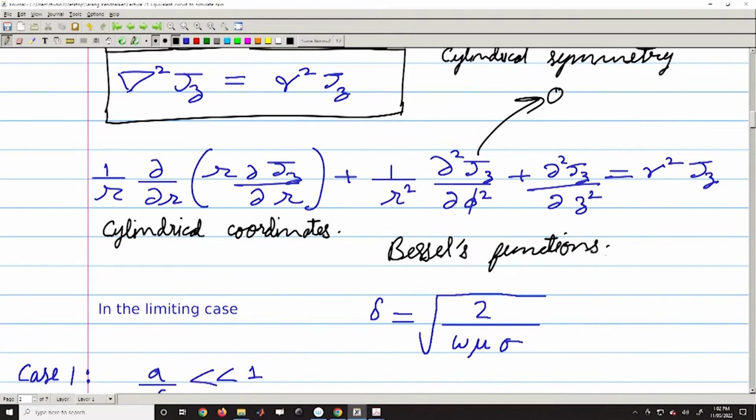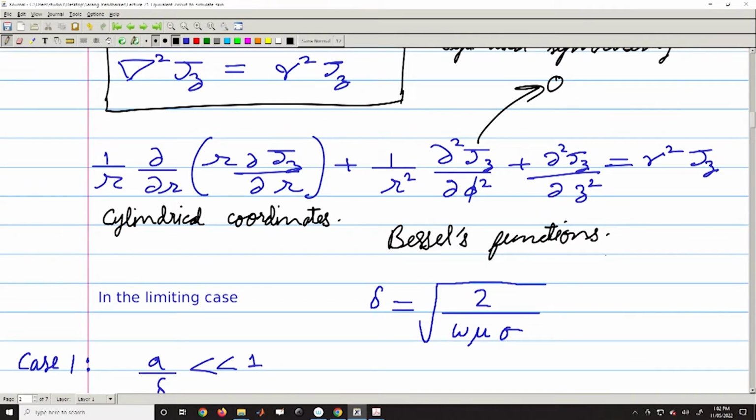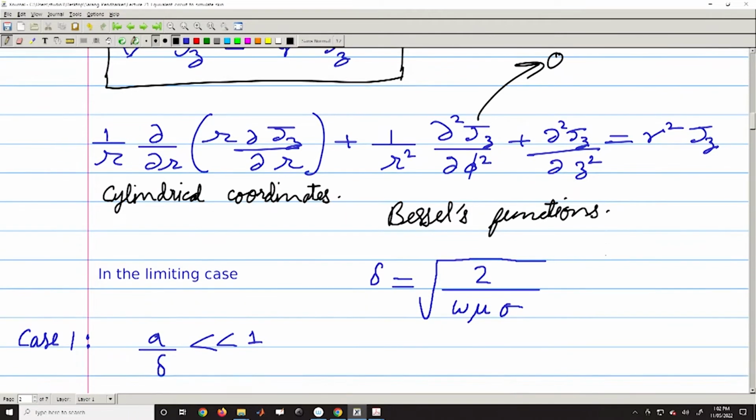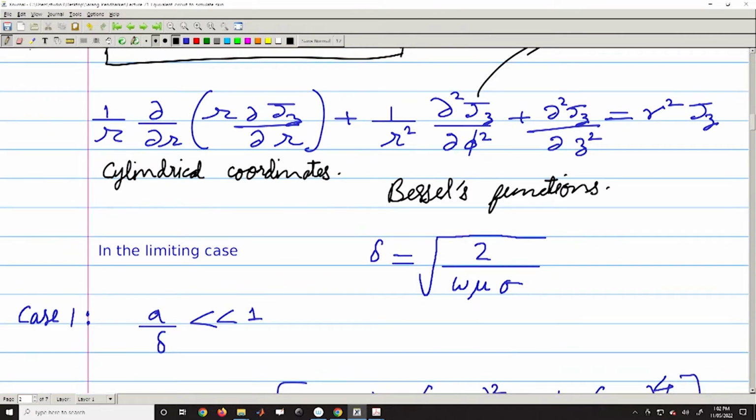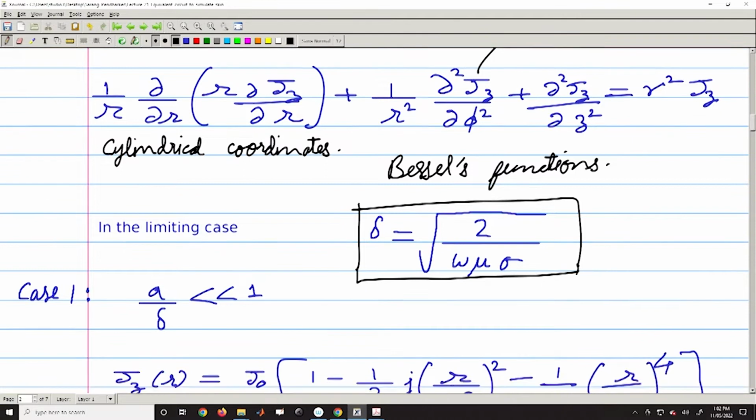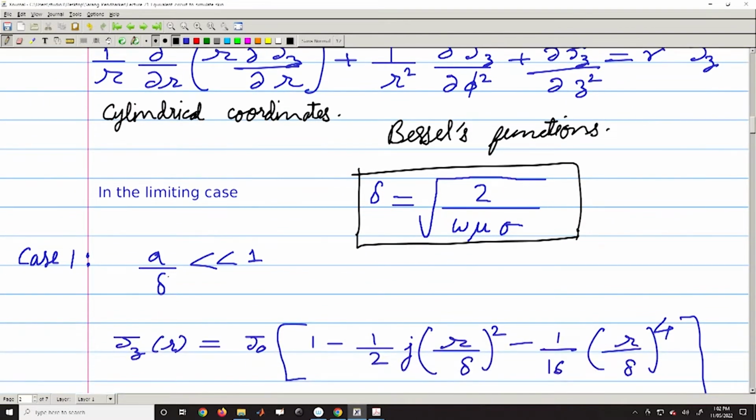But we will not go into that much detail. So, we will look at the final expressions after applying the limiting conditions on the Bessel's functions. Here also we can define a skin depth like this, and you will get a constant like this in this case also. Then there is case 1, when A is much smaller than delta.